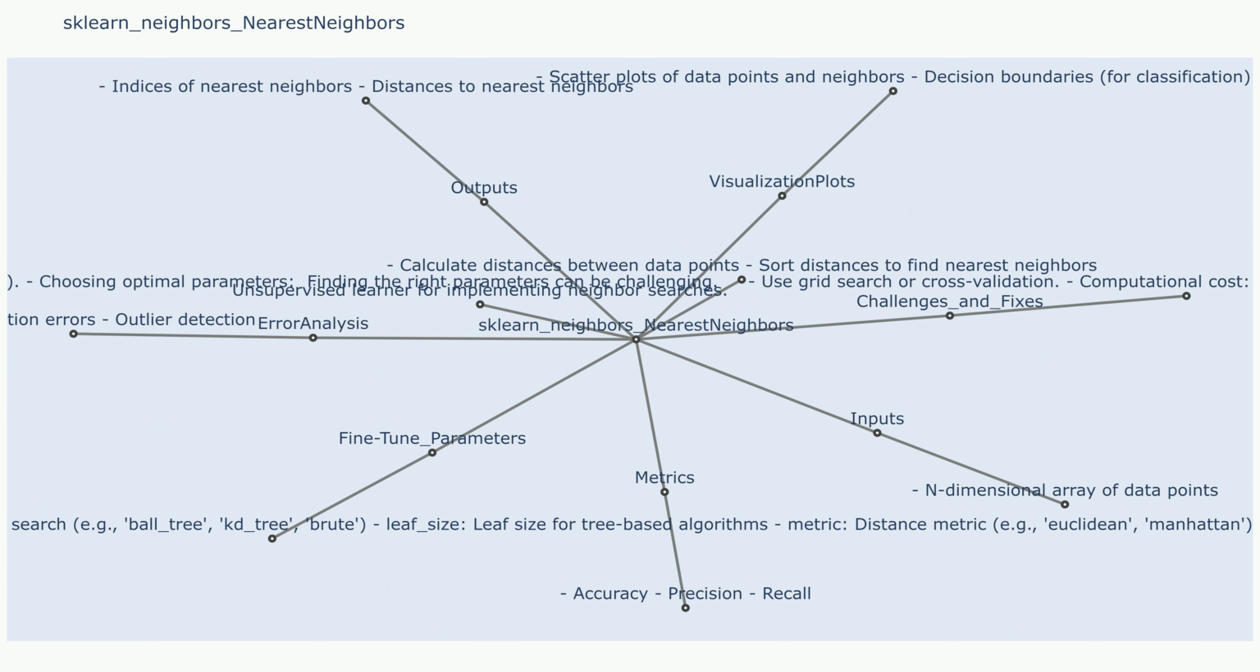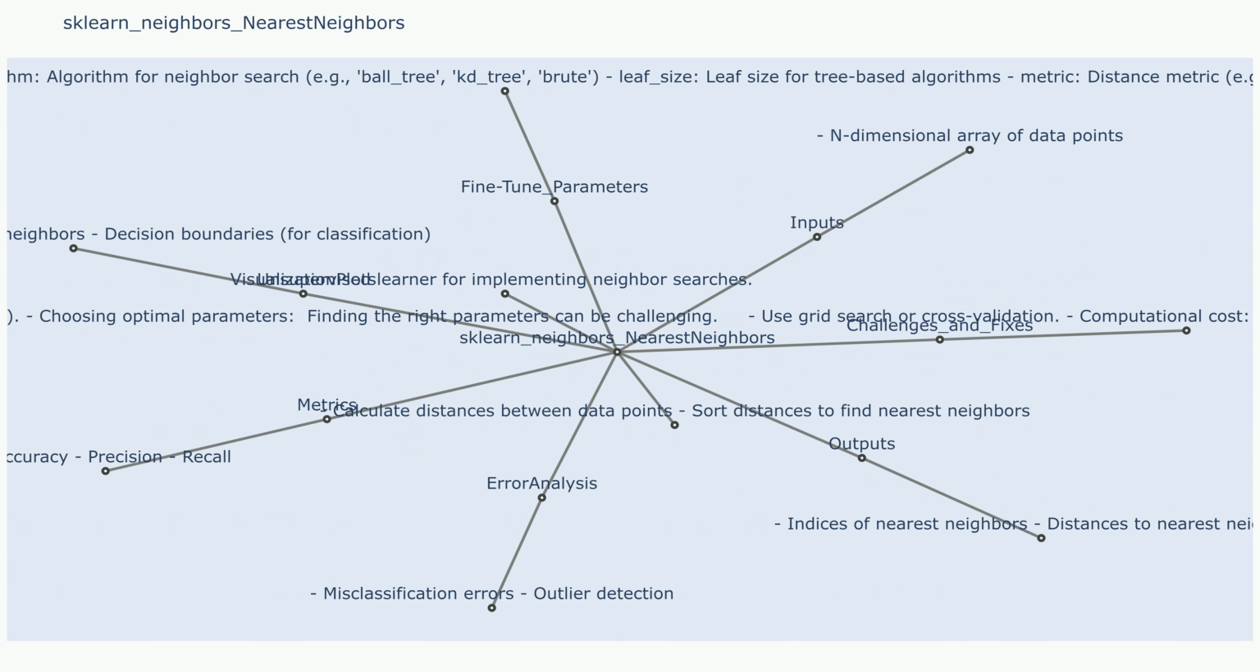Fixes to challenge 3. Outlier detection and removal. Apply outlier detection techniques to identify and remove outliers before training the nearest neighbors model. Robust distance metrics. Use distance metrics that are less sensitive to outliers, like the Manhattan distance.